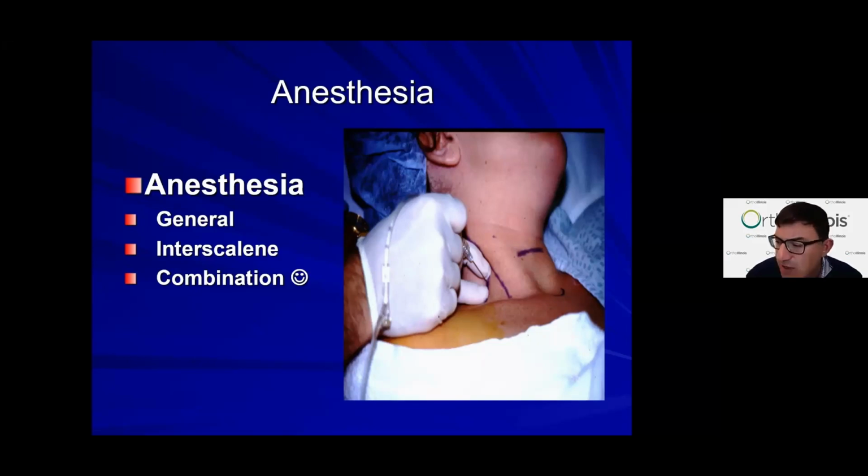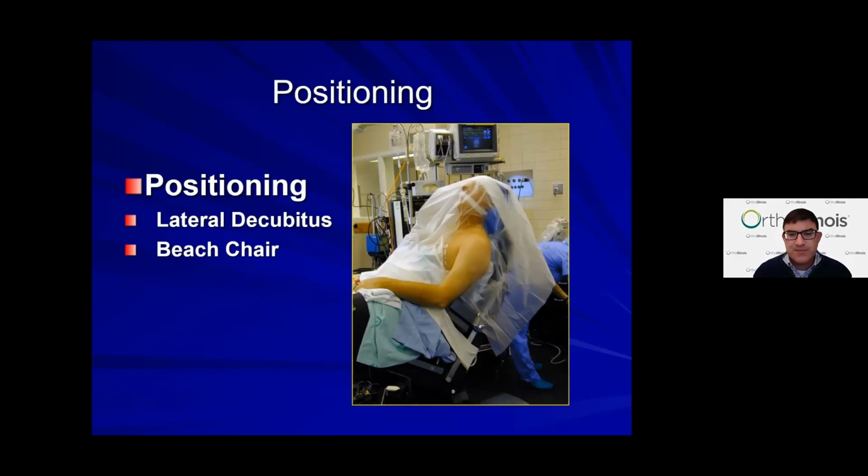The anesthesia that we do is usually two parts. There's a general anesthetic where they go to sleep, but there's also an interscalene block, which is an injection done where the brachial plexus comes together. That way, when the patient wakes up, they don't have any postoperative pain. So generally, a combination of general anesthesia and an interscalene block works best.